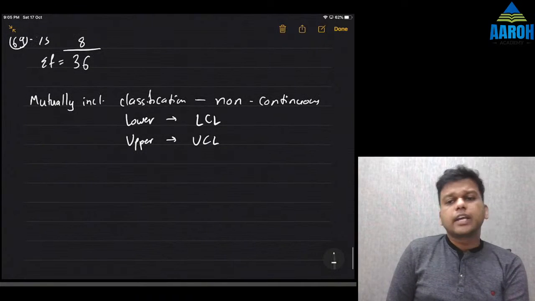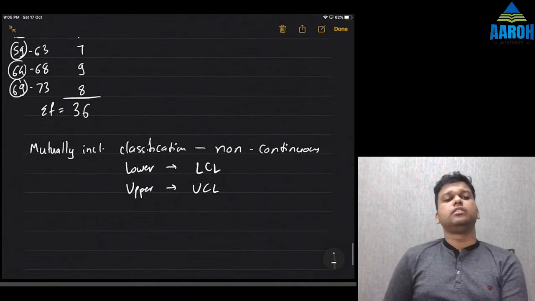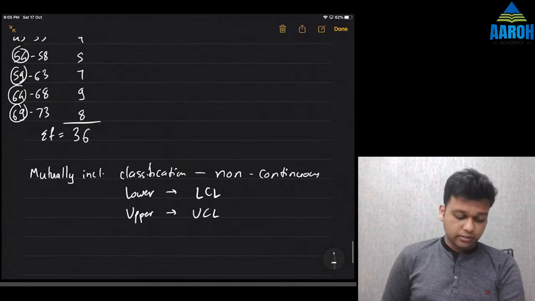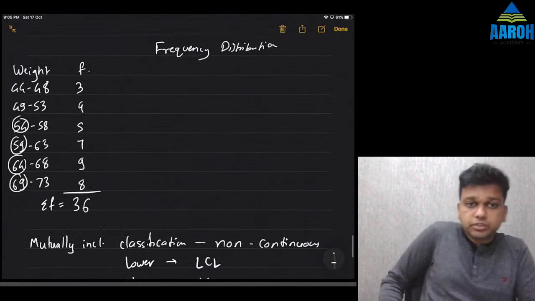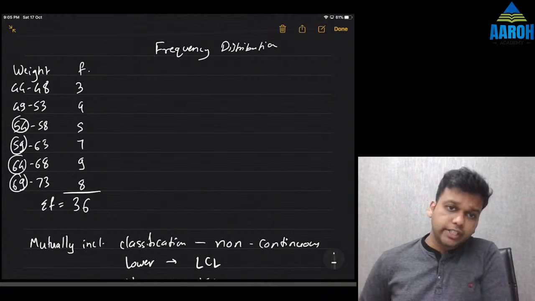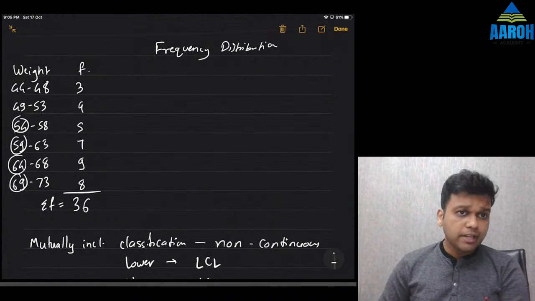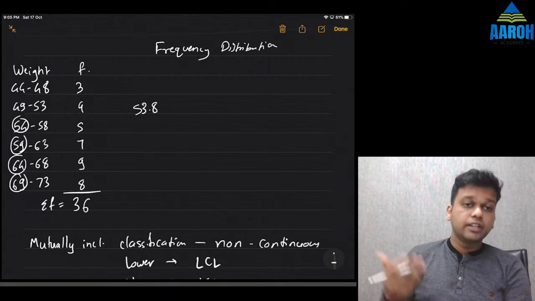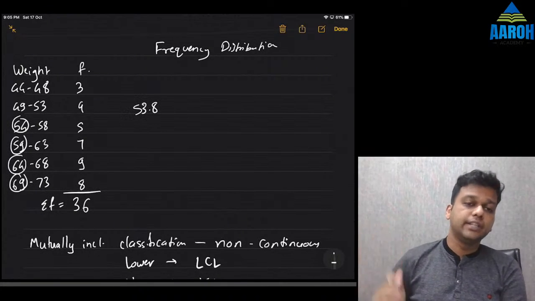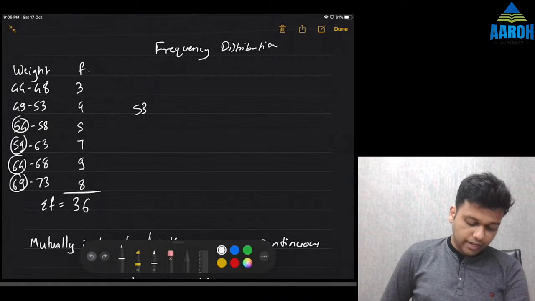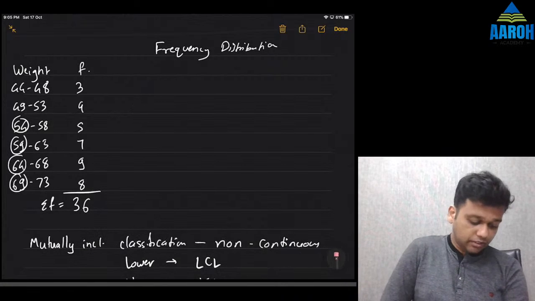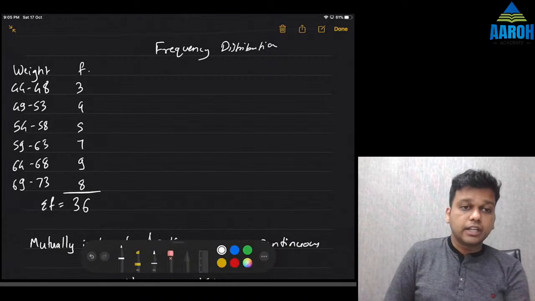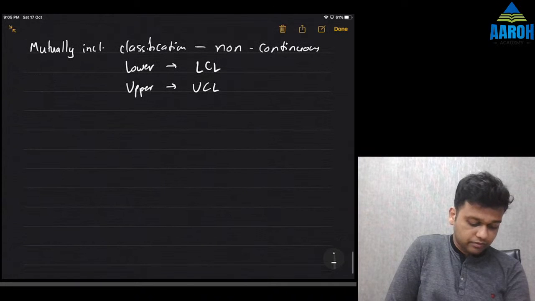Whereas, can anyone tell me, can we use this classification for continuous data actually? This data is continuous and we have used it, but tell me, is it correct, is it logical? Because now we are going to get a problem that if we get a student with 53.6, 53.8, then there is no class which contains 53.8, right? So we cannot include him. That is why we cannot use this kind of classification for continuous data. So for continuous data, we have to make the classification mutually exclusive.